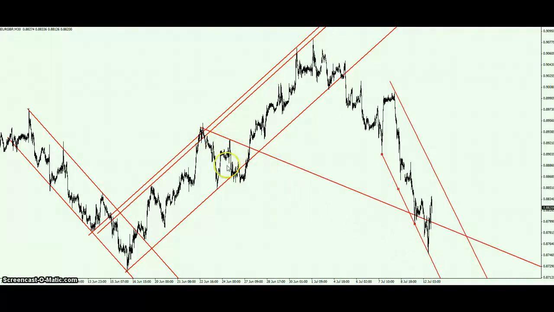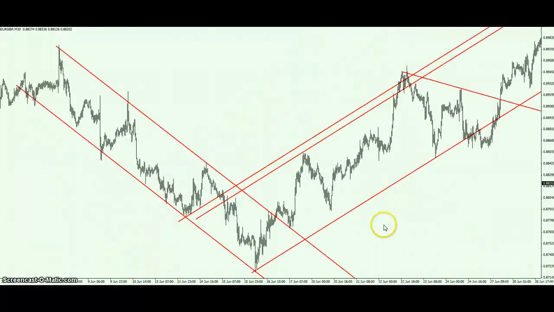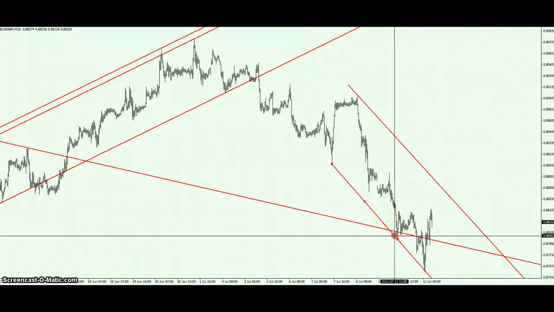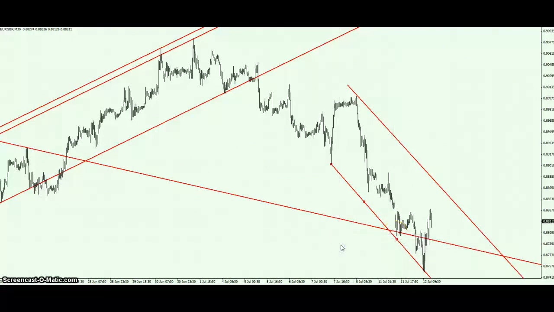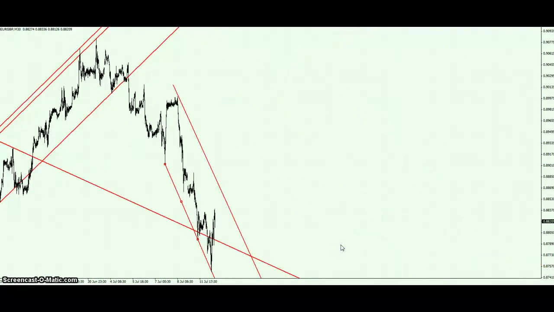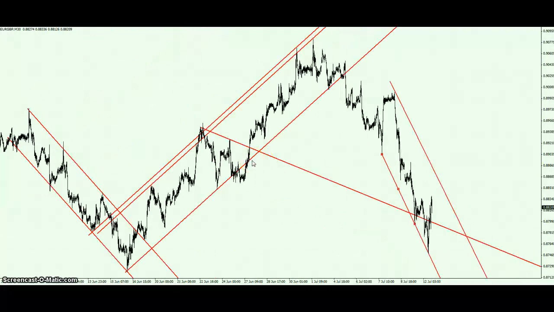And here's another example on Euro GBP. If we had connected these highs here, we can see yesterday when the price stalled at that 88 level, it stalled pretty much on that trend line, and so it's always worth having a play with.